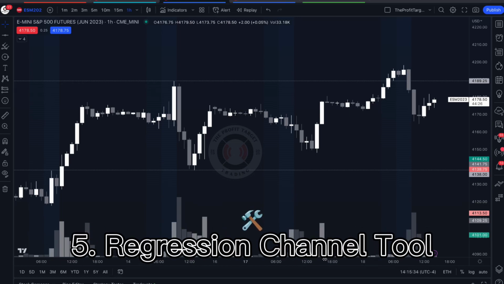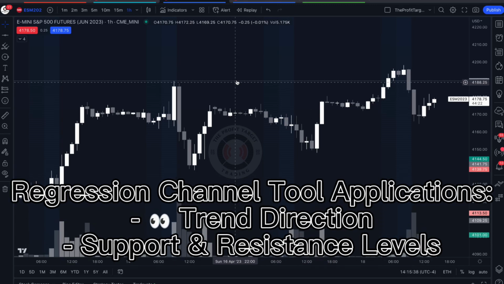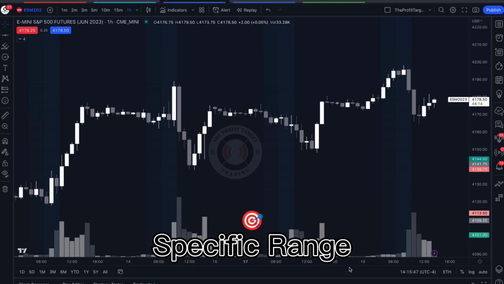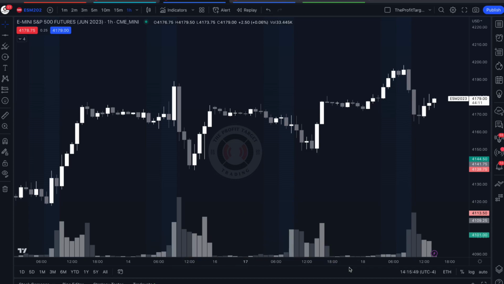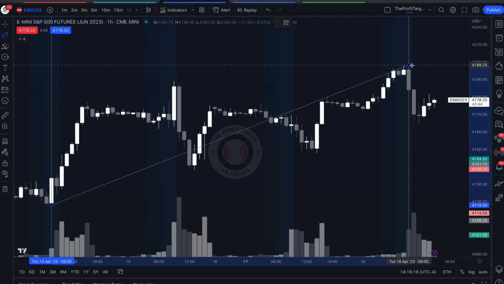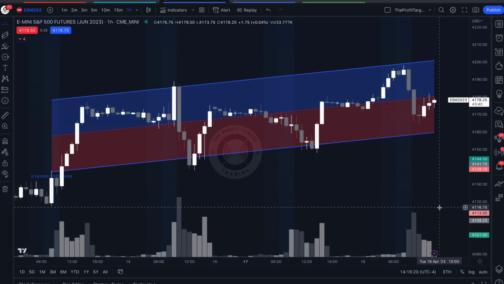Number 5. The Regression Channel tool is a charting tool that is used to identify trend direction and support and resistance levels. It's formed by drawing two parallel lines that encompass the price action within a specific range. The upper line represents resistance, and the lower line represents support. To plot a regression channel on the chart, select the Regression Channel tool from the Charting Tool menu. Click on the Swing Low to define the start point, and drag to Swing High and across to define endpoint to complete channel.